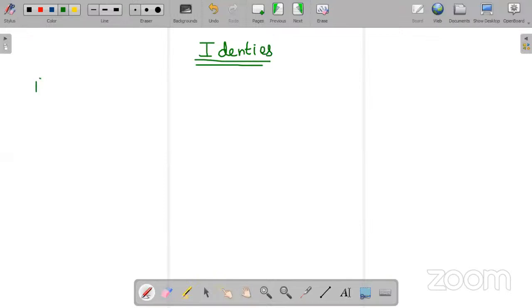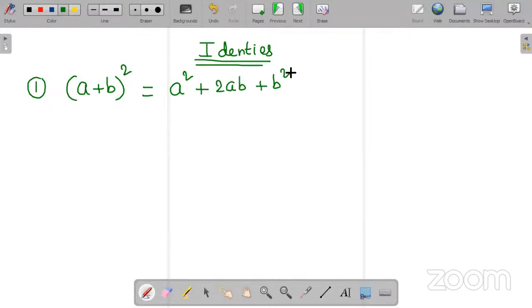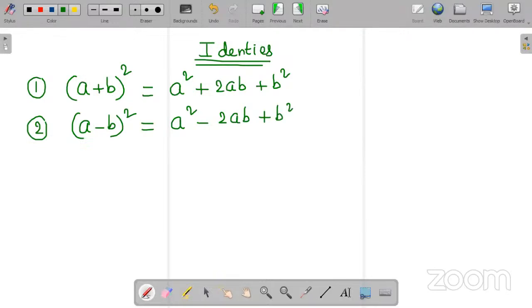So first identity is a plus b whole square. A plus b whole square is equal to a square plus 2ab plus b square. Clear? Second, a minus b whole square. A minus b whole square is a square minus 2ab plus b square. Clear? Right.